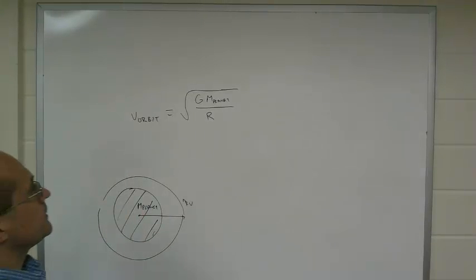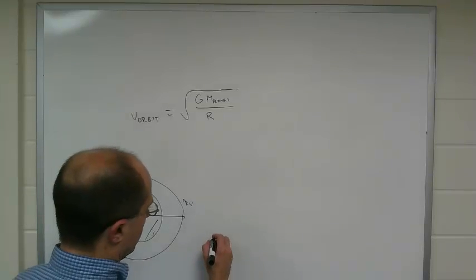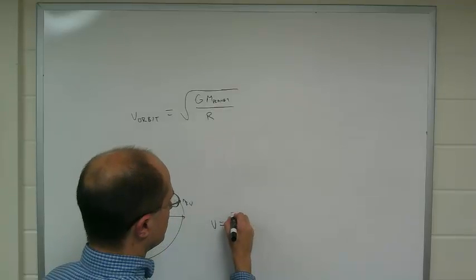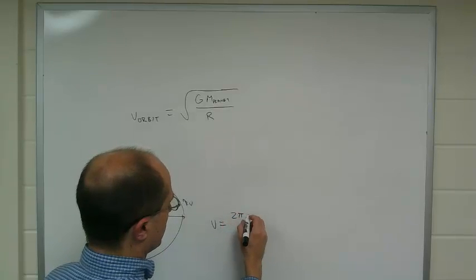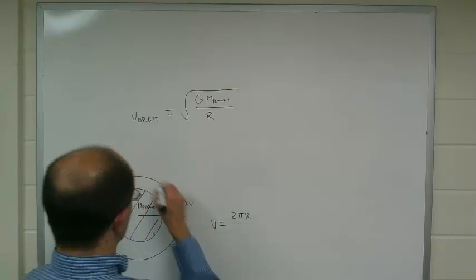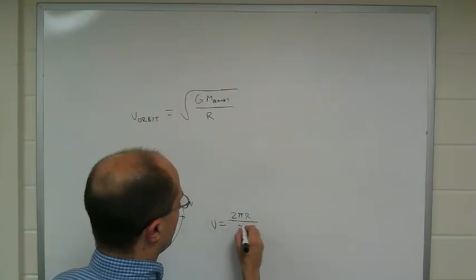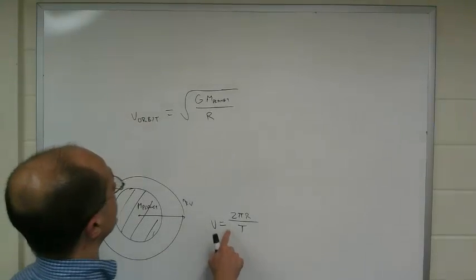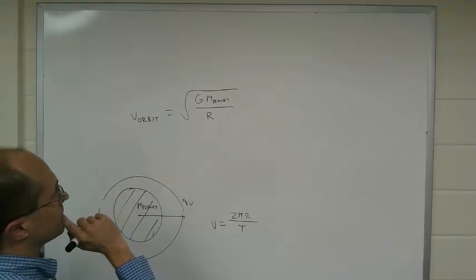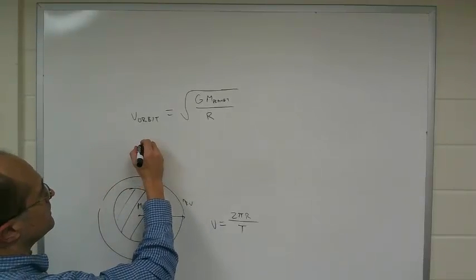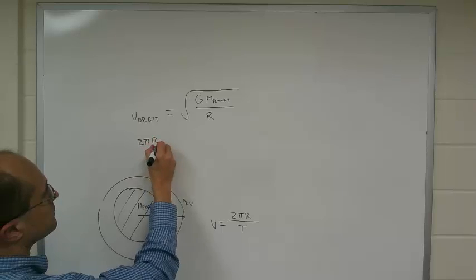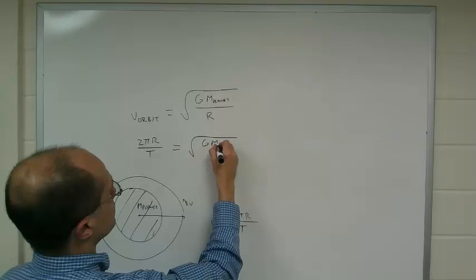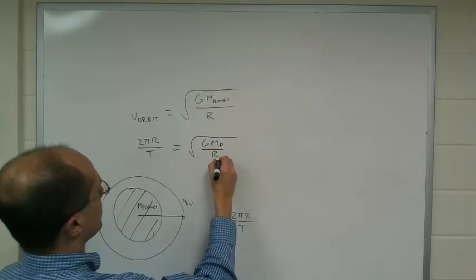Now, when we want to look at period, if you remember before, we said that the velocity is the distance, 2 pi times our orbital distance, the circumference, divided by the period, or the amount of time it takes to do that. So this was our velocity, so we could put v in over here. And what do we see? We see that 2 pi r over T equals the square root of big G, m of the planet, or whatever you're orbiting, over r.